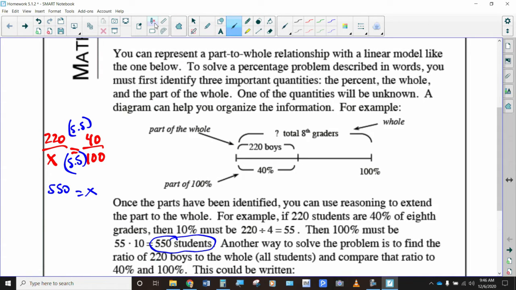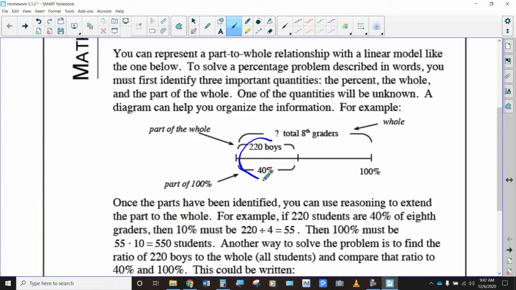Now, some students might do this. Some students might look at this piece of information right there and say, all right, I'm going to take, and we know if we've partitioned this number line into percents, it would seem logical to break it up into 10% intervals, right? So a 10% interval would have 4 intervals for the 40% portion, and then would have 6 intervals for the 60%, the other part. So if we take 220 and we divide that into 4 equal parts, we will find out what 10% is equal to.